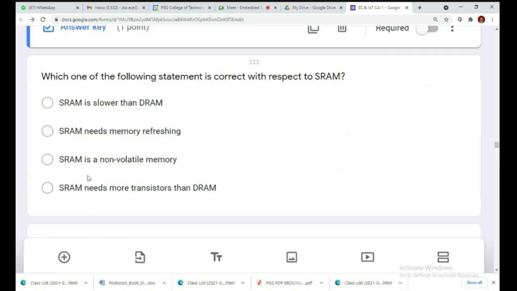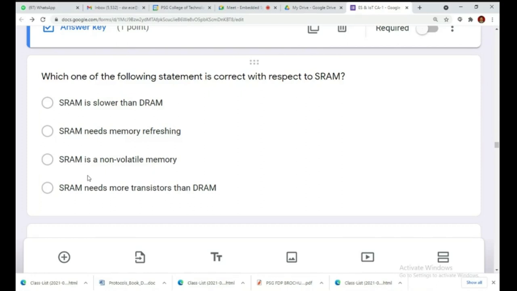But we need a refreshing circuit that is easy and tolerable with respect to the cost as well as the memory size. But the random access memory inside microcontrollers is very small. For example, RAM inside our PCs is 4GB, but RAM inside the 8051 is just 128 bytes. So the size is very minimum, and the requirement is also very minimum.